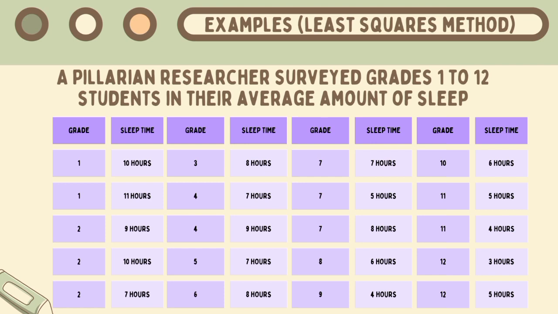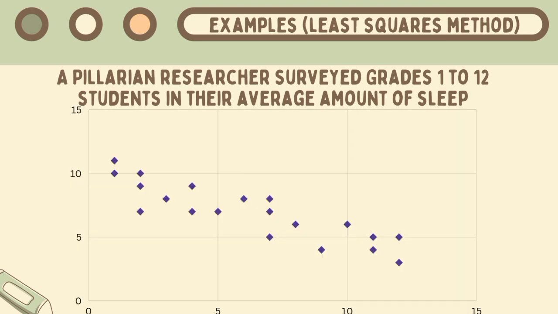So let us say, for example, that the grade level is our independent variable and the dependent variable is the average amount of sleep. A Pilarian researcher surveyed grades 1 to 12 students and their average amount of sleep. We gathered samples from Pilarians, and this is what we got from our gathering. And this is what it looks like when we plot the samples to a graph.